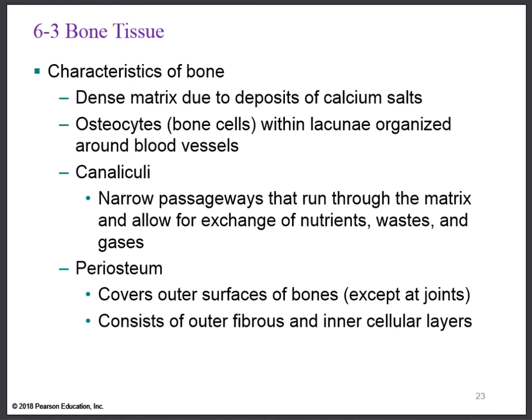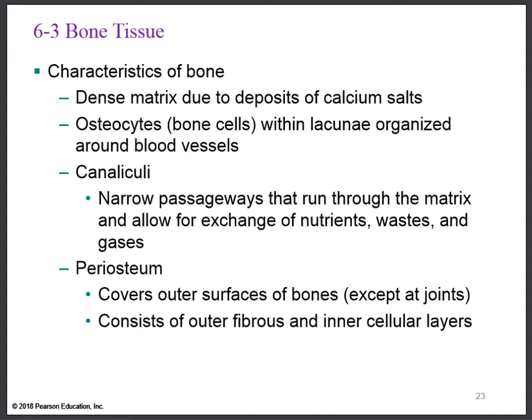Our osteocytes can communicate with one another, and there is an exchange of nutrients, waste products, and gases through the bone. This all happens through these little narrow, tiny canals known as canaliculi. So these are just narrow passageways. I'll show you these in part three of this lesson. These are narrow passageways that run through the matrix. And again, their job is to allow for the exchange of nutrients, waste products, and gases. Like I said before, bone is a very dynamic, active tissue.